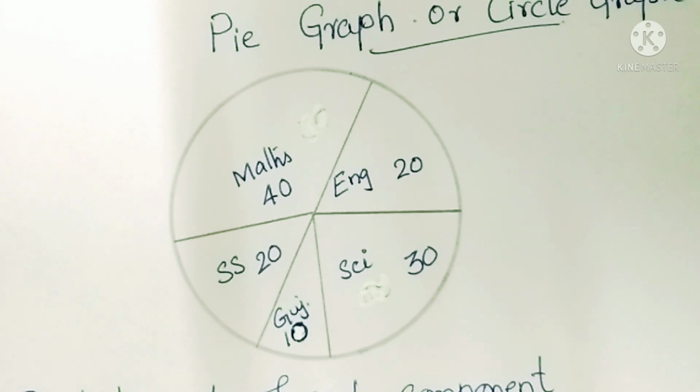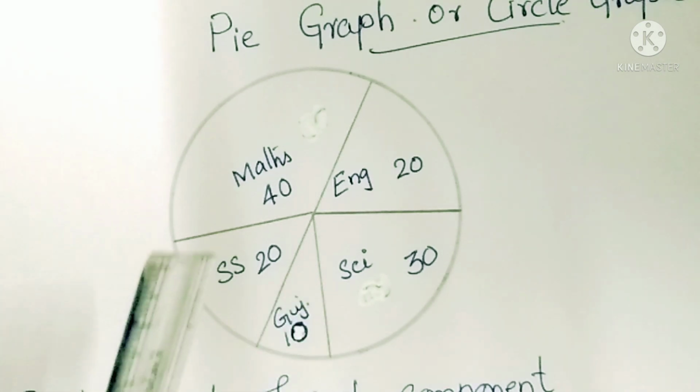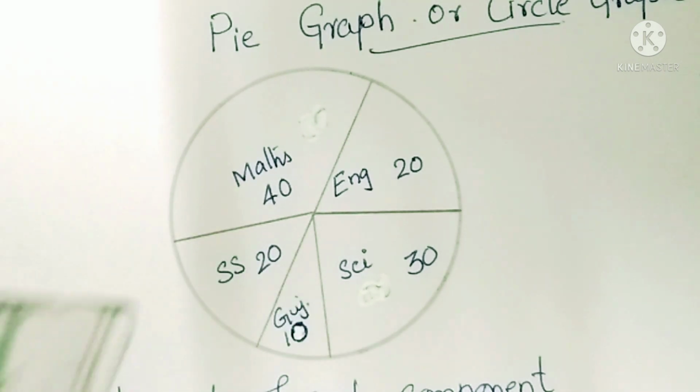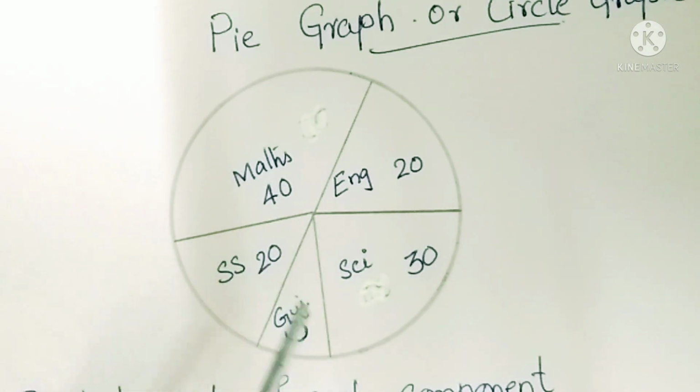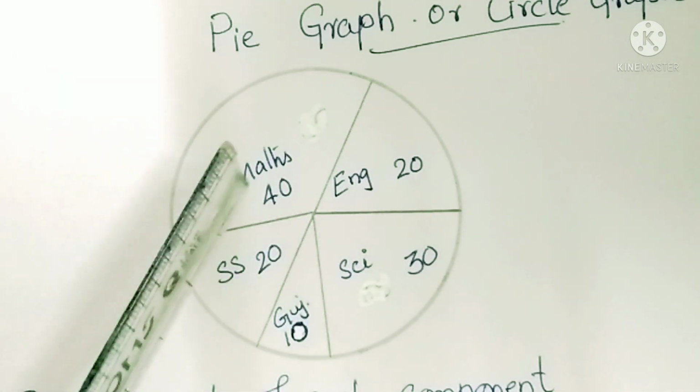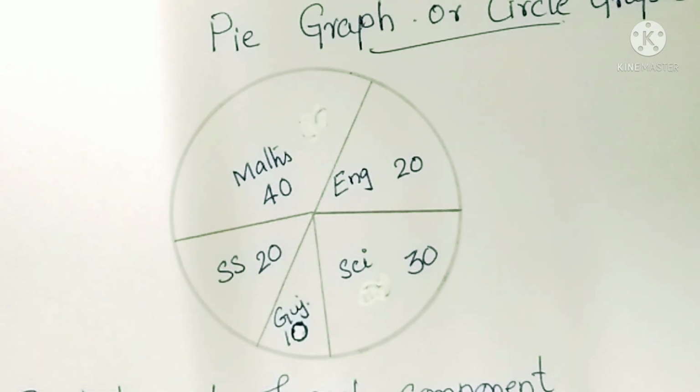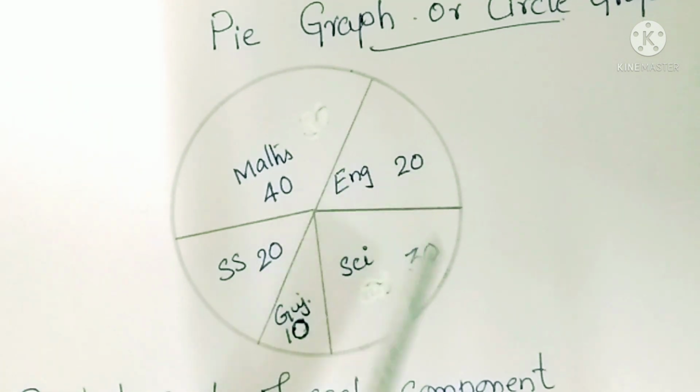So, now if you see this picture, this circle, it shows the marks obtained by a particular student in different subjects. English 20 marks, Maths 40 marks, Science 30 marks, SS 20 marks and Gujarati 10 marks. Now, the total marks obtained by this particular student is 40 plus 20 plus 30 plus 10 plus 20, that is 40 plus 20, 60, 90, 100, 120. So, the whole circle shows 120 marks.